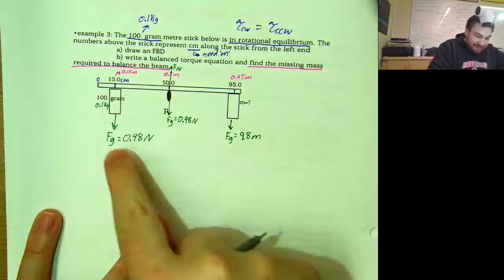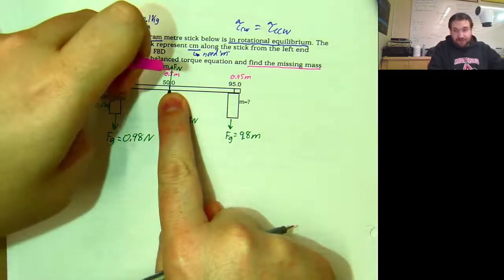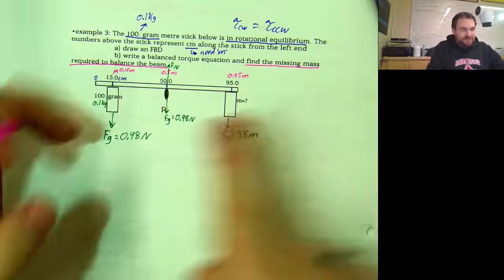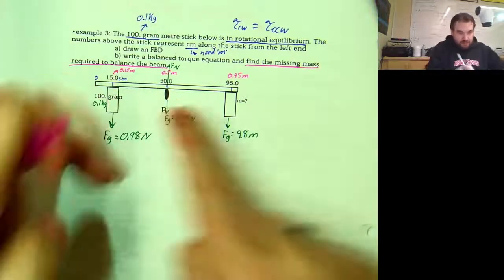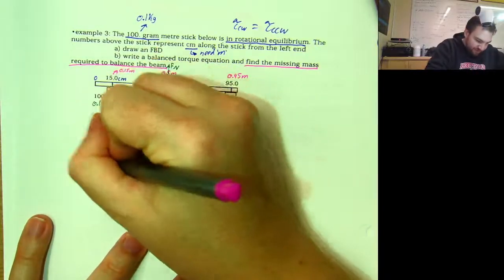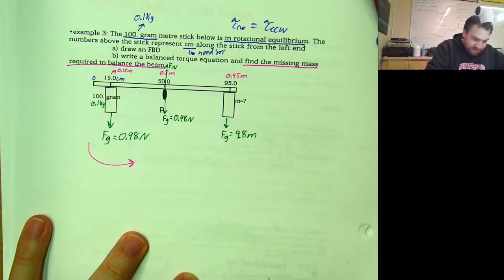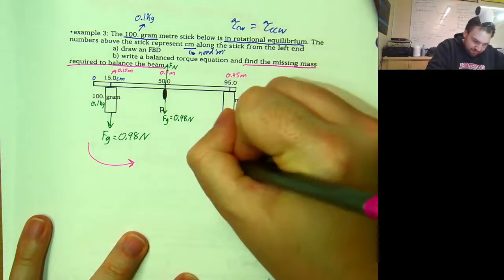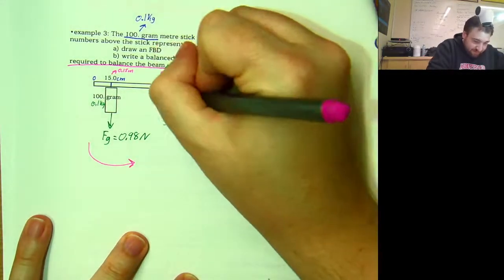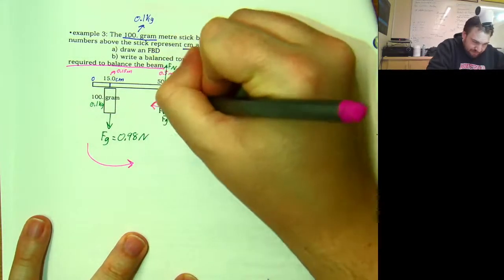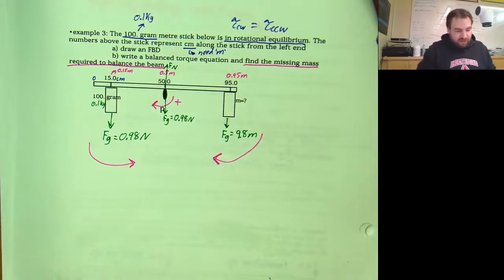So this guy here, if that's my pivot point, if this is the only force that we're acting, it would spin the beam this way. So this torque is going to go that way. This torque is going to go this way. Let's call this way positive. It doesn't really matter. Conventionally, clockwise is positive.